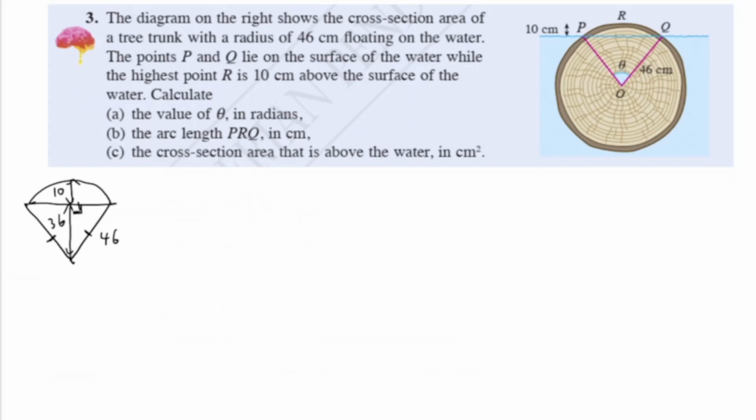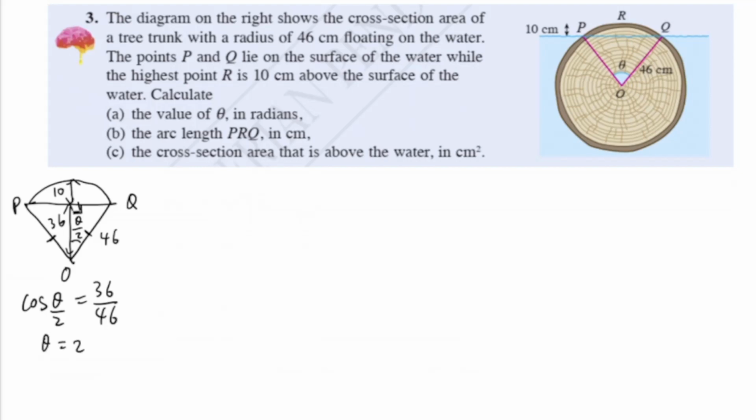So now I know I need to find angle POQ first, right? Which is my theta. I have it. This will be theta over 2. So we have to use cos. Why cos? Cos is adjacent over hypotenuse. 36 is your adjacent, 46 is your hypotenuse.